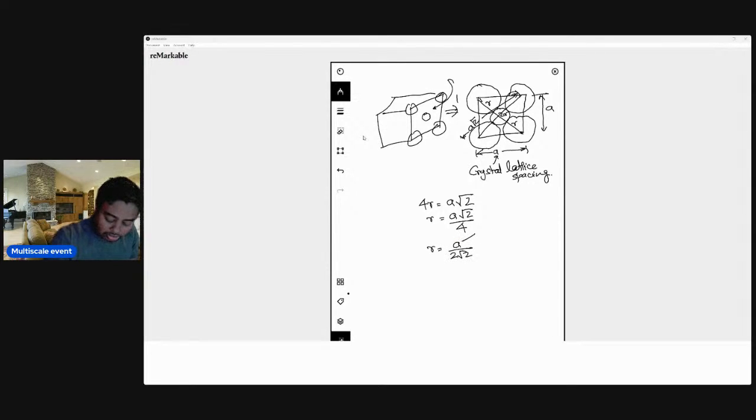So if you know the crystal lattice spacing, which we can identify using different types of experiments such as X-rays and others, then if you divide by 2 root 2, you get the atomic radius from this particular calculation.